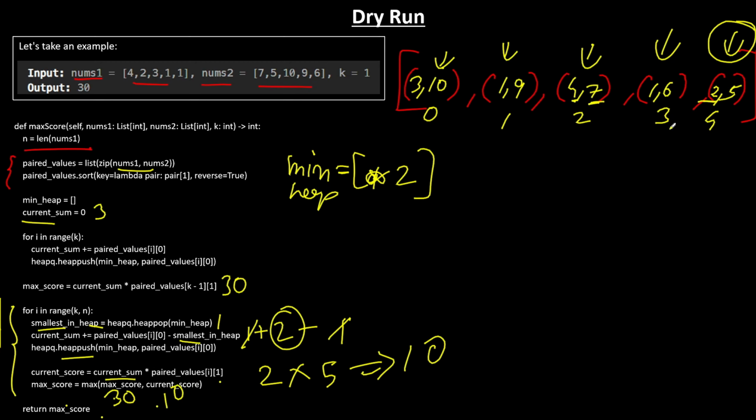After that, when we go ahead, the iteration is completely done. Now the max score which is left with us is 30, right, at the end. So therefore the output is 30 for this particular problem. So I hope you understood this dry run.